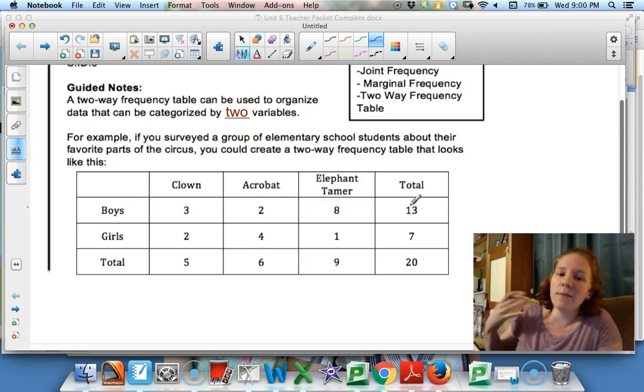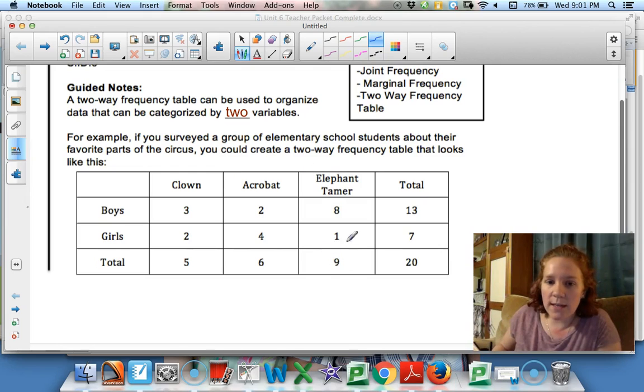If I want to know how many kids in general liked elephant tamers, then I would go all the way to the bottom of the elephant tamer and I've got my totals there. So that's kind of how it works all together.